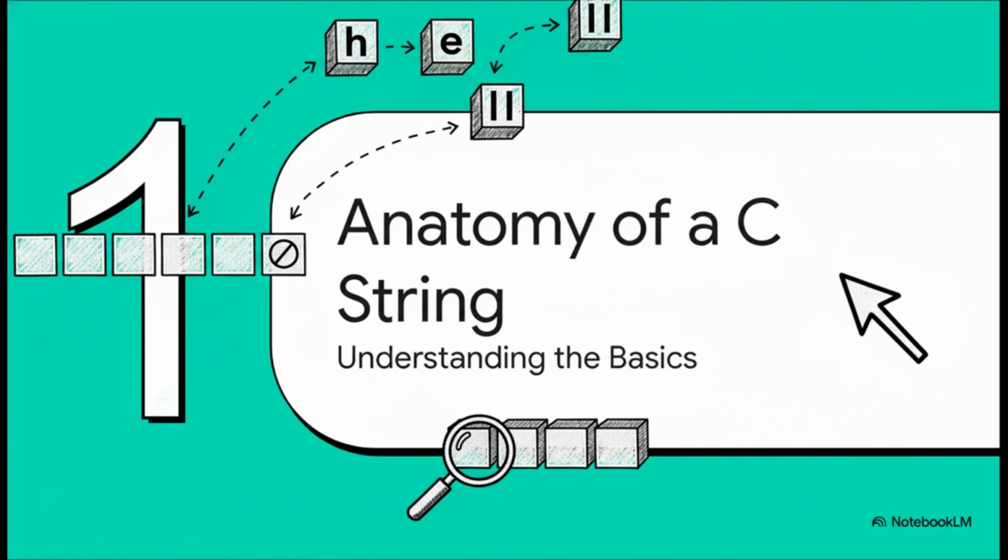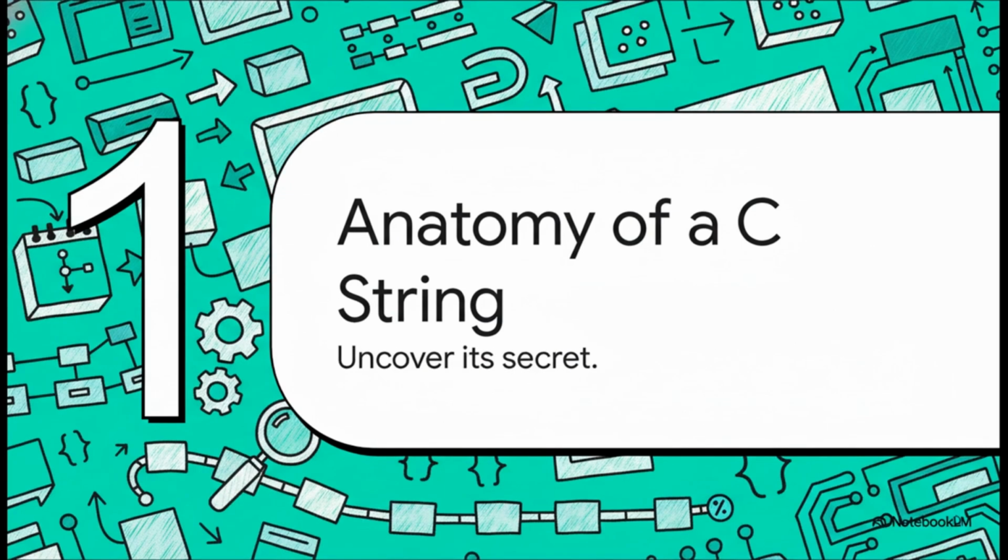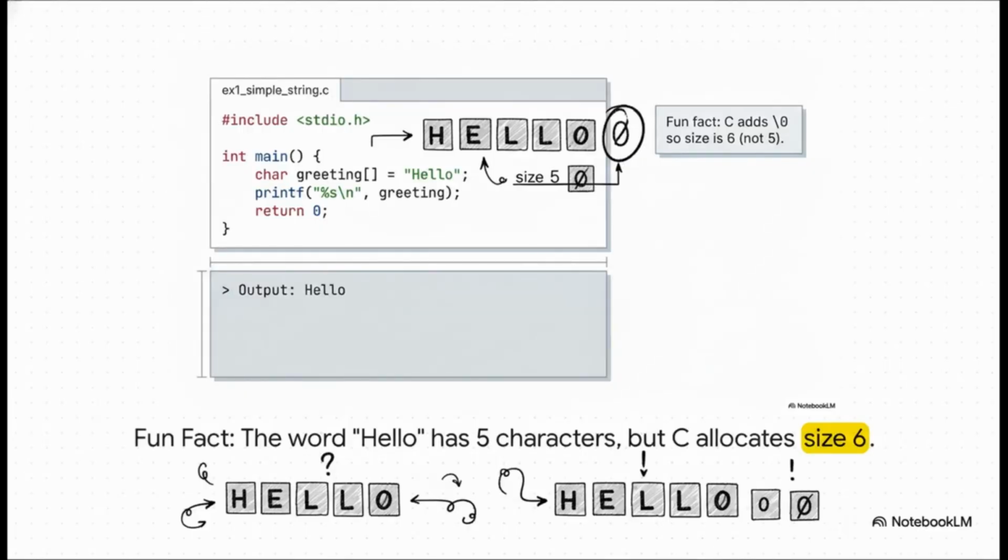To really get a handle on this, we first need to understand what a C string is, under the hood. Let's build our first string together and uncover its secret ingredient. Okay, check this out. This is pretty much the simplest C string you can make. We just declare a character array called greeting and give it the value hello. But here's a fun little fact that might surprise you. Hello has 5 letters, right? H-E-L-L-O. So why on earth is C telling us the size is 6? Where is that extra character hiding?